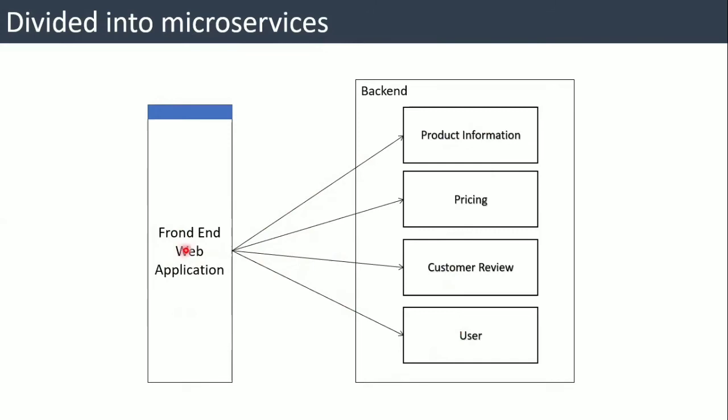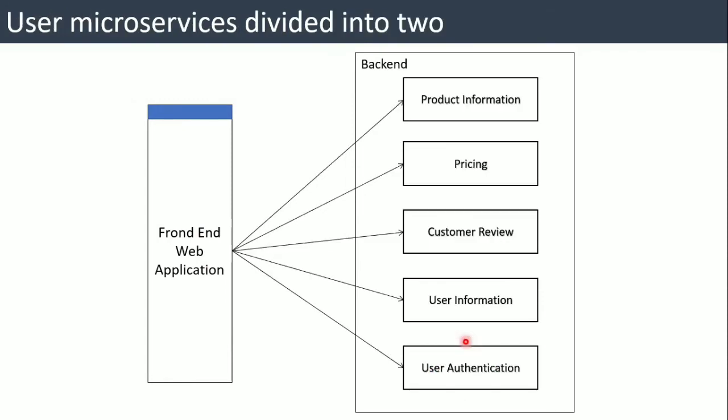Over time, this e-commerce application became popular, and during refactoring, the backend team decided to divide user microservice into user information microservice and user authentication microservice. The backend team makes this change and lets the front-end team know about the URL changes.